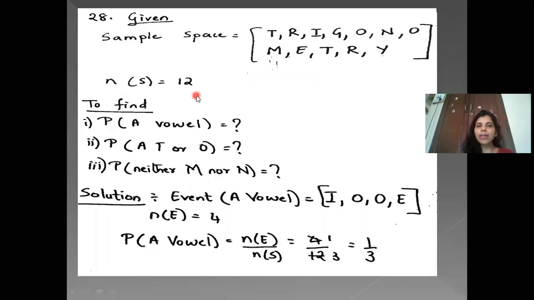Therefore, the number of sample space becomes 12 if you count the letters: 1, 2, 3, 4, 5, 6, 7, 8, 9, 10, 11, 12. So the number of sample space is 12.